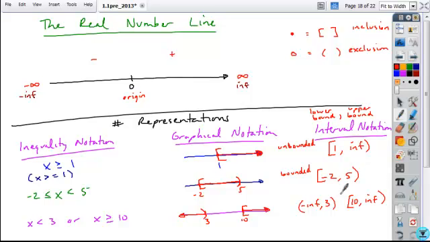And anytime you're dealing with multiple intervals for a solution set, you're going to put a U in between them. The U represents union of sets. It just means that you have these multiple sets. And I expect to see a U when you enter the interval notation as well.